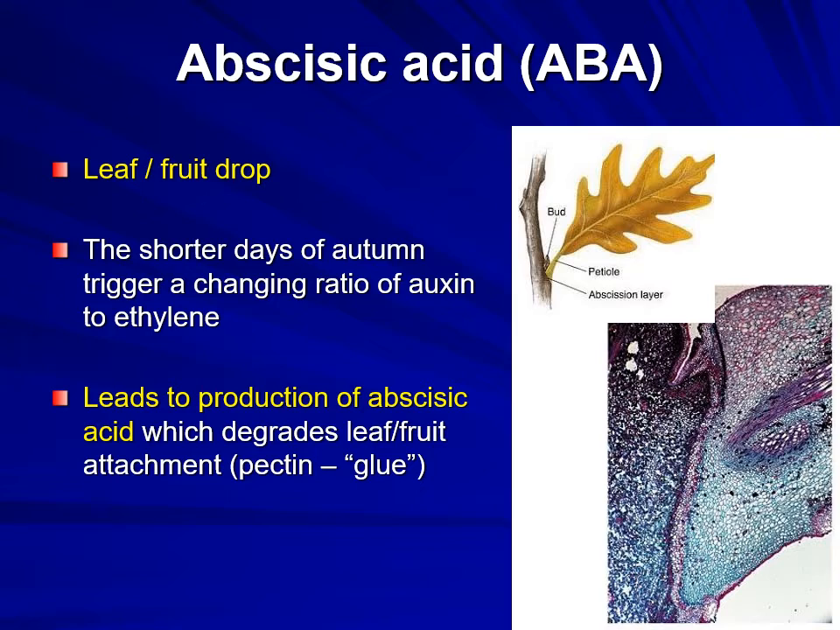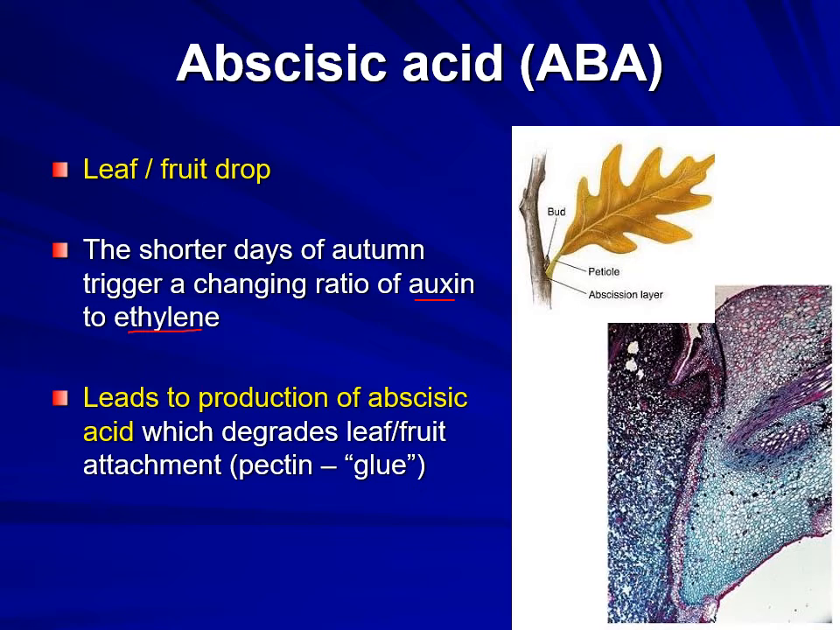Looking at abscission, or leaf or fruit drop, the way this works is that as the days get shorter, the plant will change its ratio of auxin to ethylene. And once the plant is committed, to its sort of comprehension that fall has finally come, it releases abscisic acid, which will then basically degrade the way the leaf is glued on.